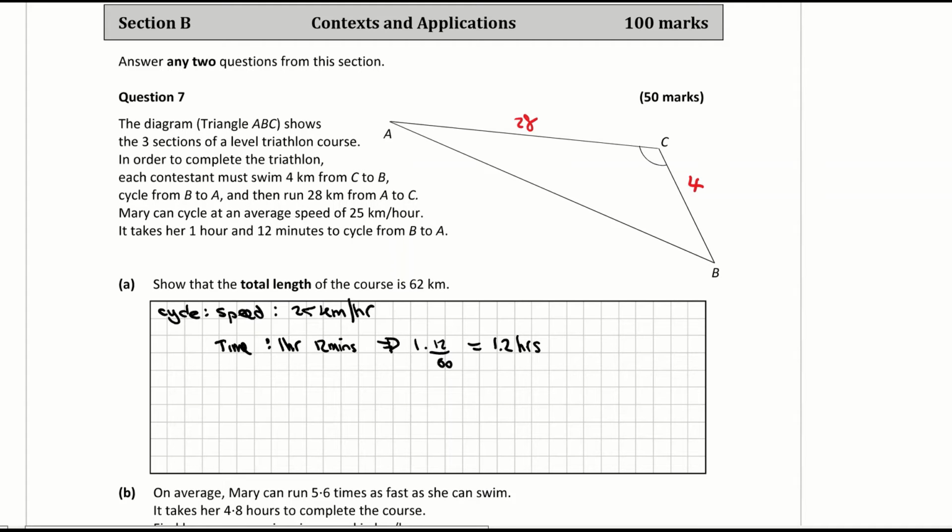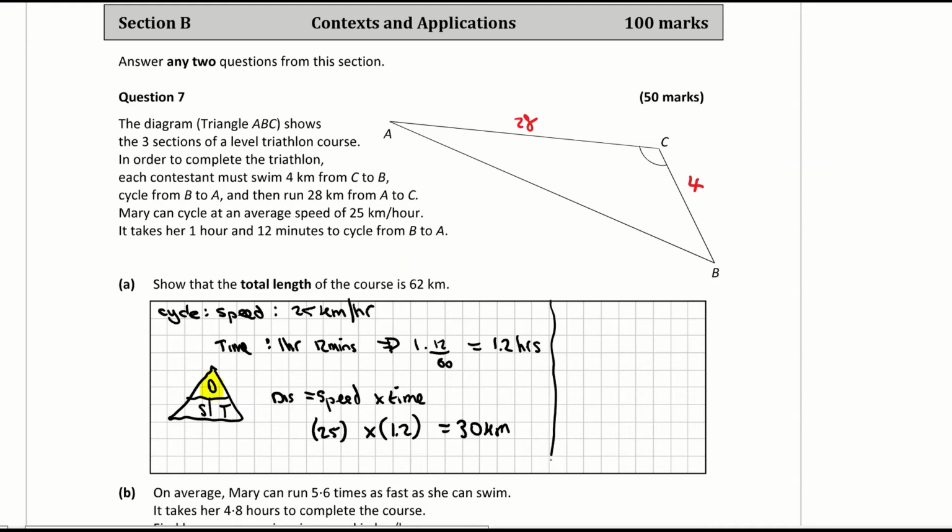And the question then is asking us to get the distance of that cycle, and I'm going to look at my distance, speed and time triangle. The question is asking me to get the total length, which is the same as distance, which basically is asking me to multiply speed by time. So distance is given by speed multiplied by time. In this particular question, my speed is 25 kilometers per hour, multiplying it by 1.2 hours, which gives me a total for the cycle of 30 kilometers.